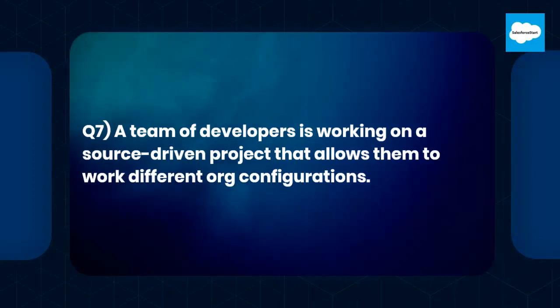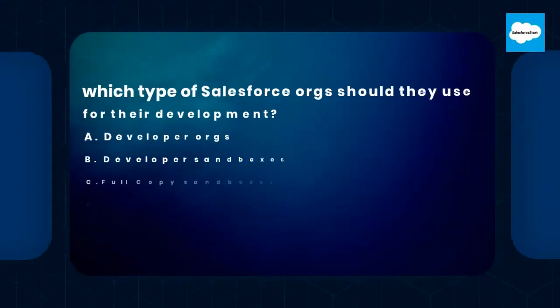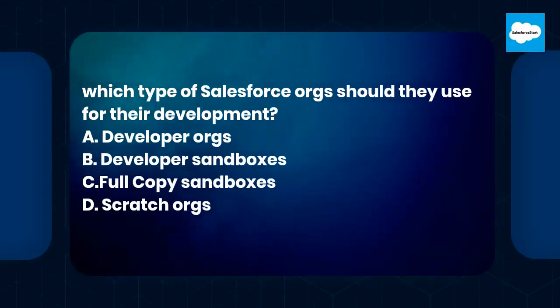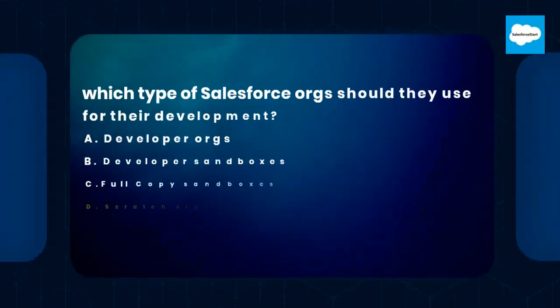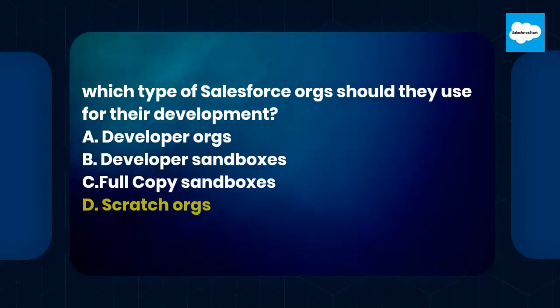Q7. A team of developers is working on a source-driven project that allows them to work on different org configurations. Which type of Salesforce orgs should they use for their development? A. Developer orgs. B. Developer sandboxes. C. Full copy sandboxes. D. Scratch orgs. The answer is option D. Scratch orgs.